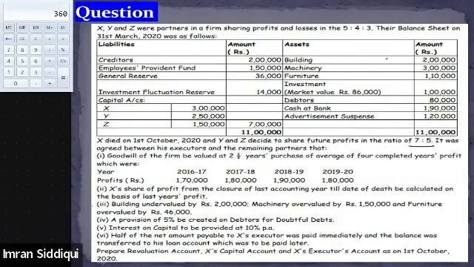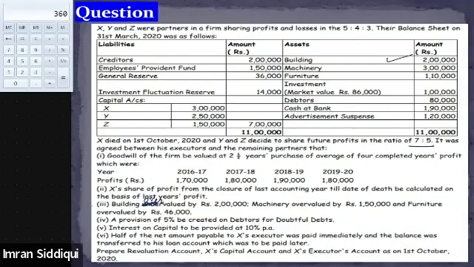Building is 2 lakh. Okay. Undervalued. Okay, let's just do one thing. Instead of undervalued, let's just consider this overvalued by rupees 2 lakh. Instead of under, just do it overvalued by 2 lakh.